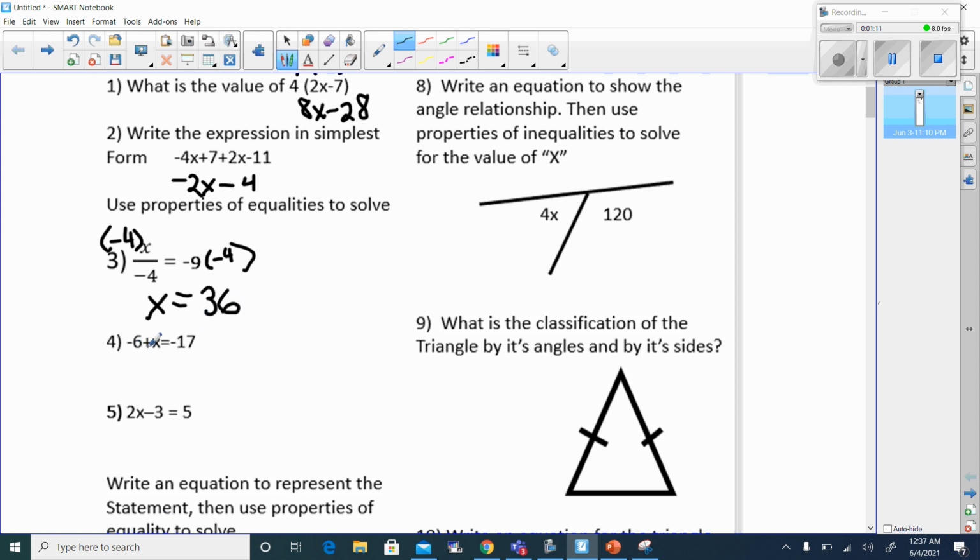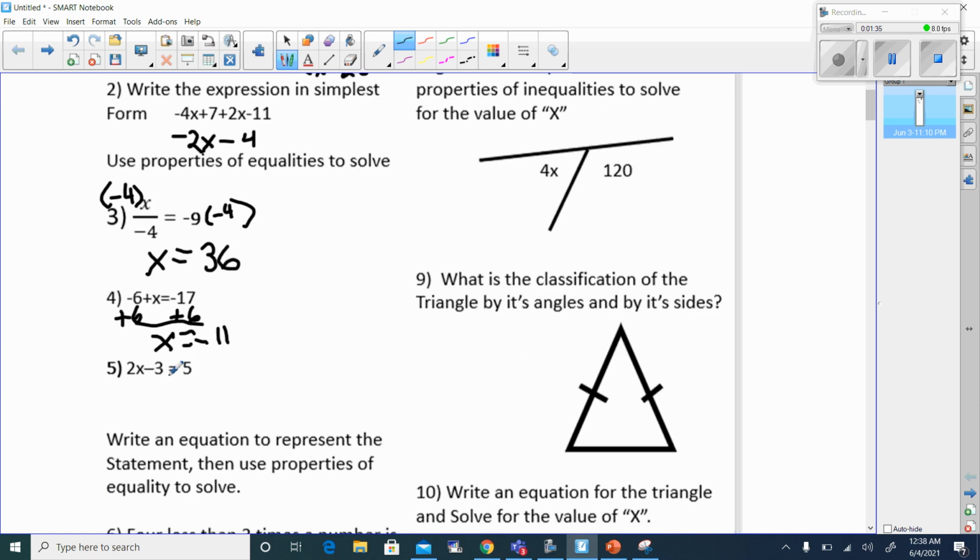Number 4, negative 6 plus x equals negative 17. I'll add 6 to this side, which means I'll add 6 to this side. That means x is going to be equaling negative 11. Negative 17 plus 6, yeah, negative 11.